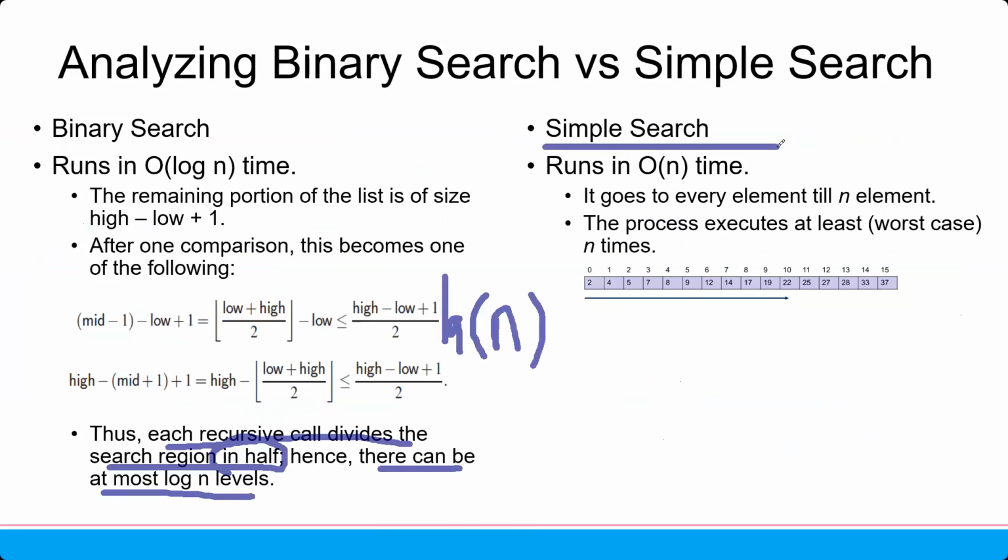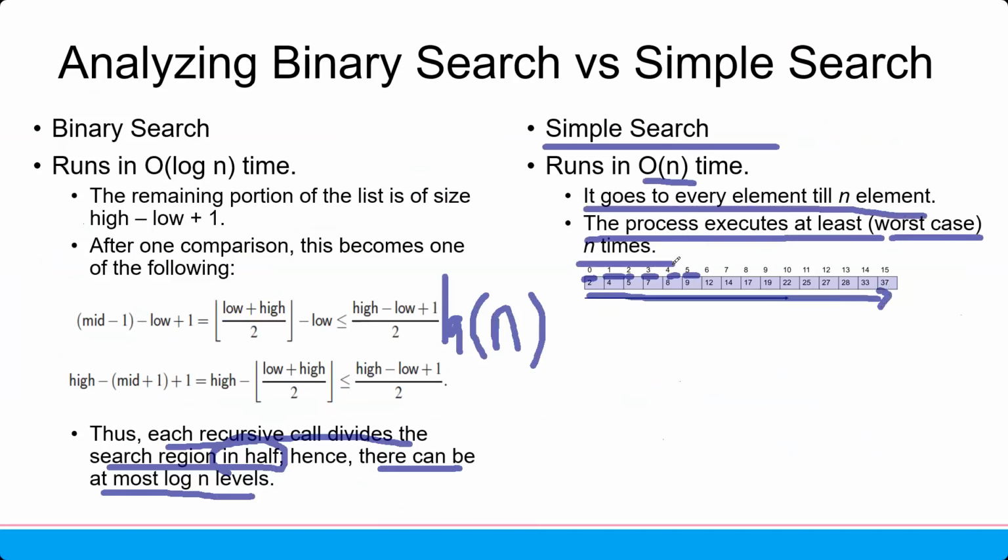What about the simple search? The simple search means you just go from the index 0, 1, 2, 3, 4, 5, and so on, and it will take n times. So if the data is 16, it means in the worst case, you will check all 16 data. So we call this O(n) time. It goes to every element until n, and in the worst case the process executes n times.